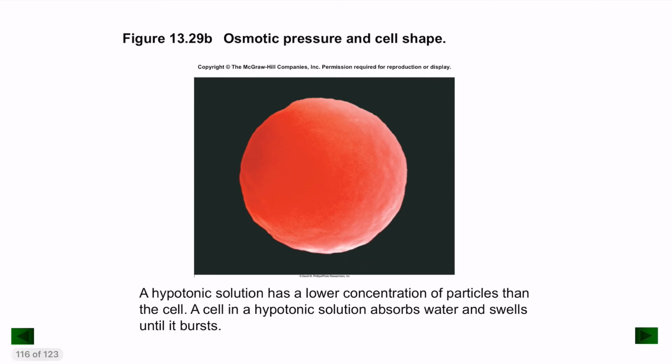A hypotonic solution is one that has a lower concentration of particles than the cell. This is called a hypotonic solution. A cell in a hypotonic solution will absorb water and swell until it bursts at some point.